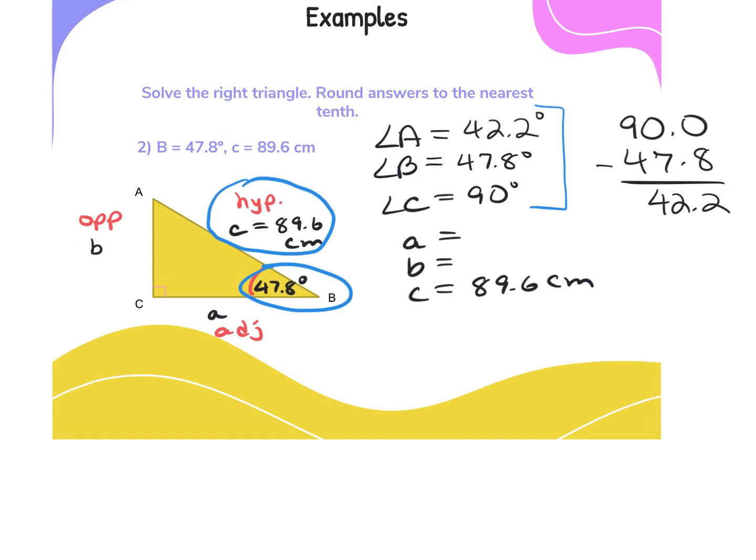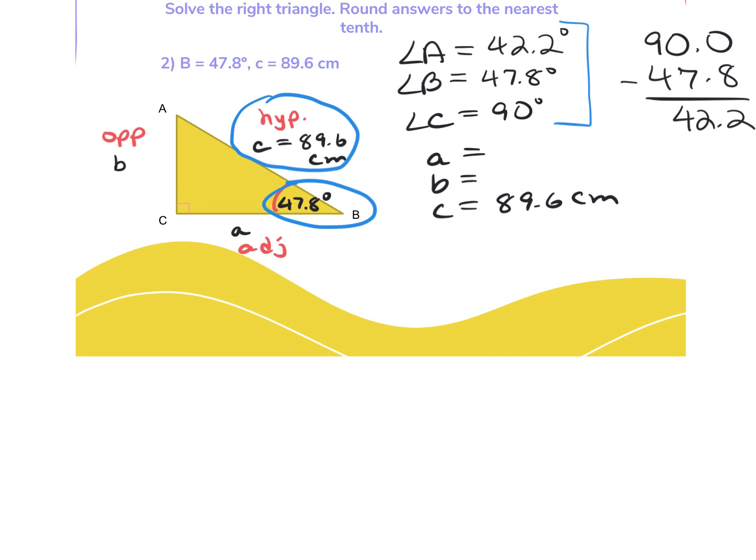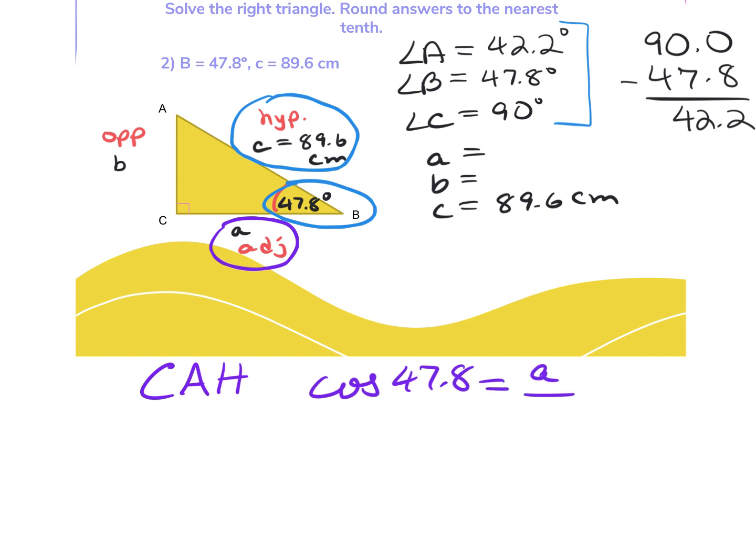So if I want to find little a first, little a is adjacent. So I have to figure out which one is going to use adjacent and hypotenuse, and that's the CAH. So I'll be doing cosine of 47.8 is equal to adjacent over hypotenuse. Now, when the variable's in the numerator, what we're doing is multiplying to solve. So we're going to multiply both sides by 89.6.